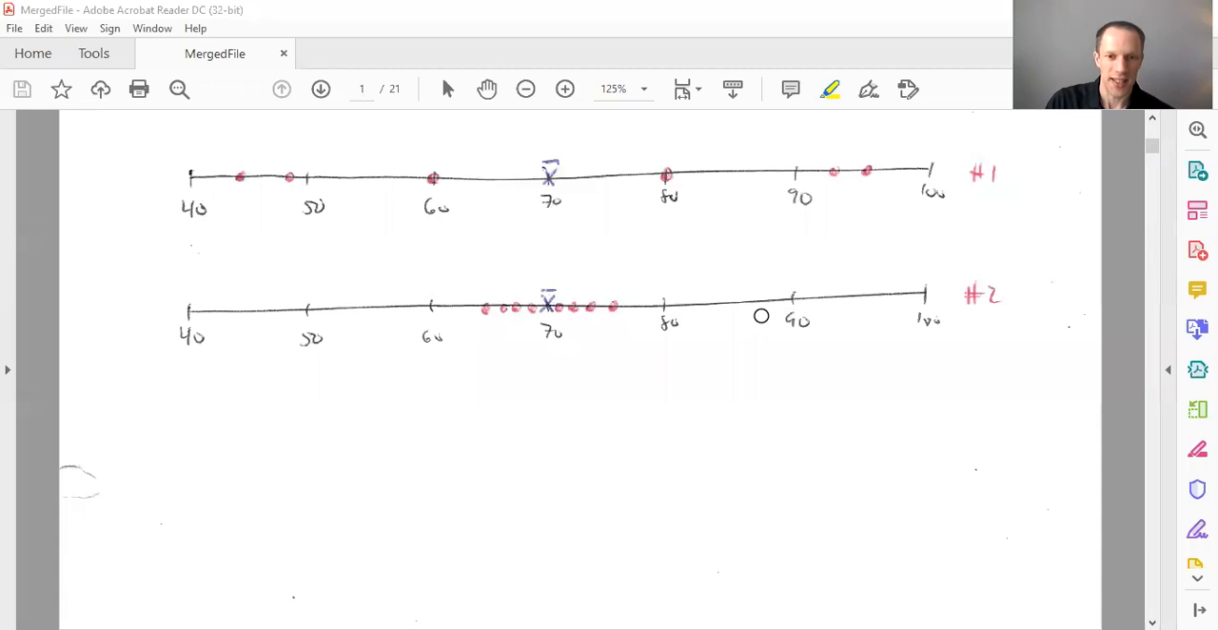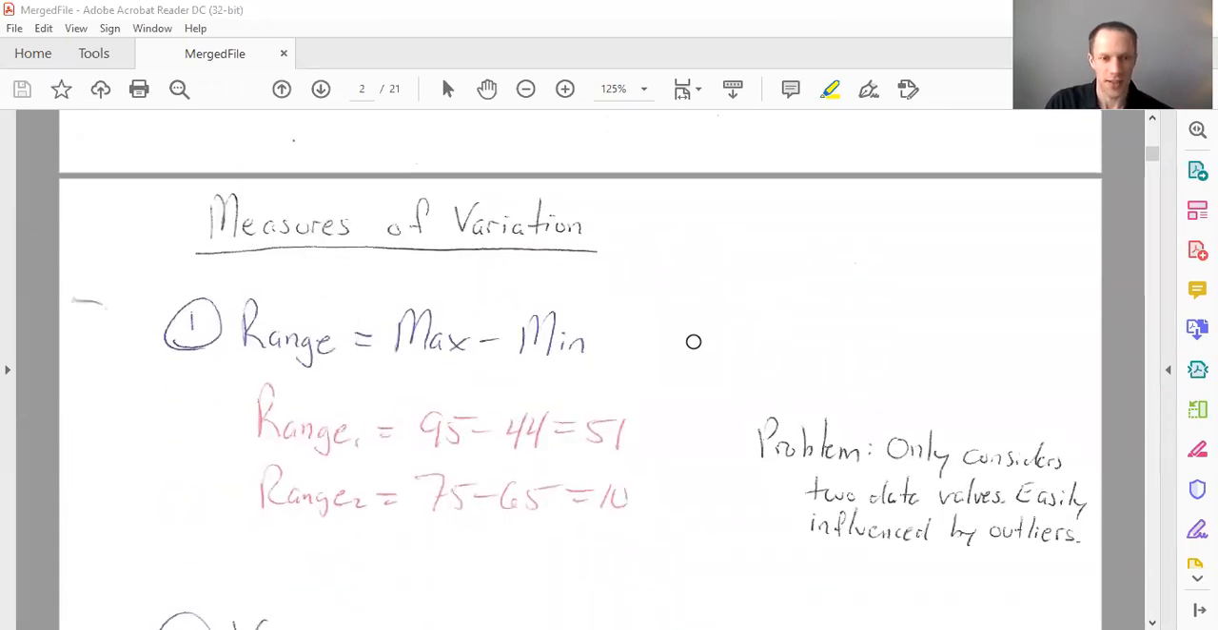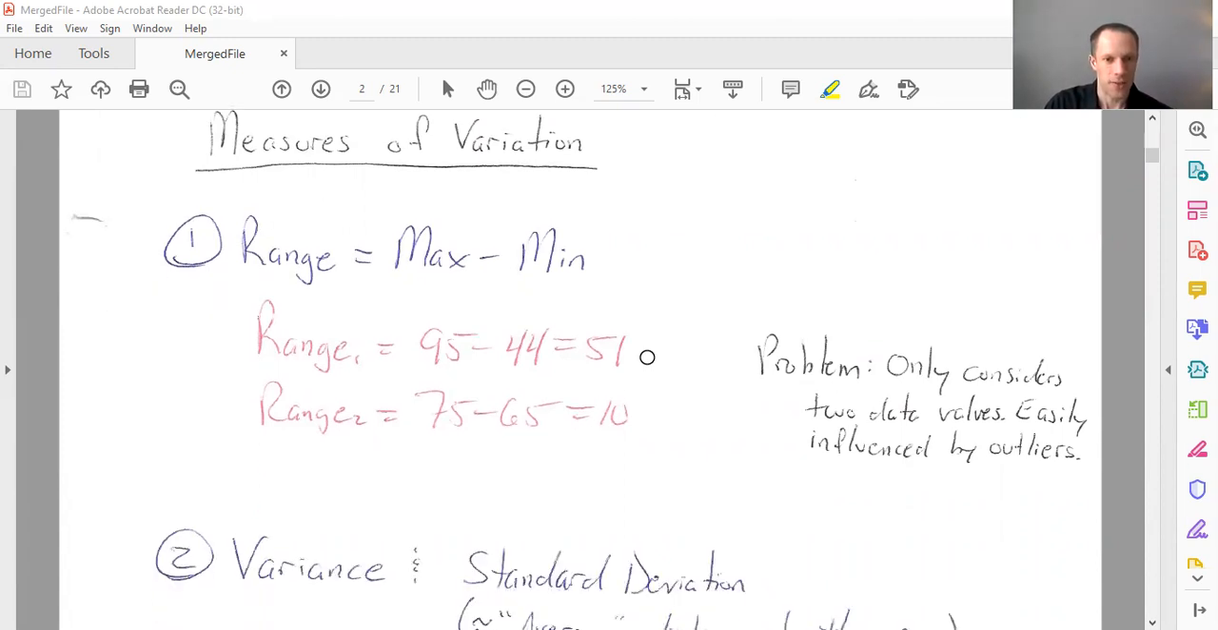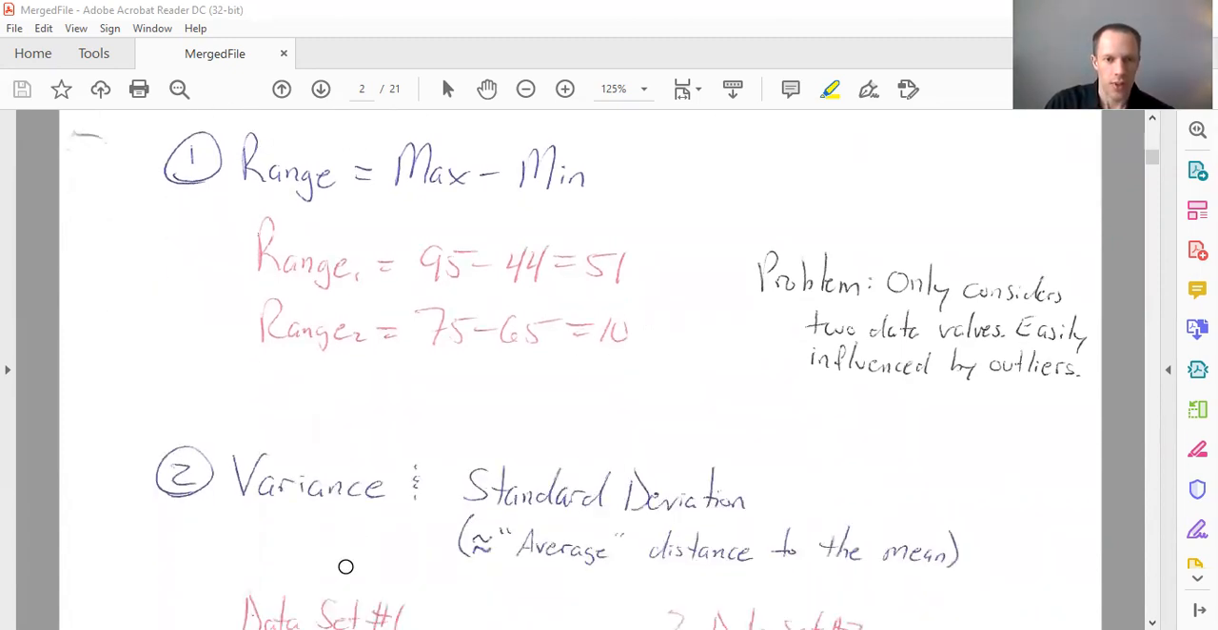So the range is a quick and easy calculation, but it's got its disadvantages. Ideally, we would like to have some other way to measure the variation that doesn't have this kind of problem that the range has. So standard deviation is another way that we can measure the variation in a data set that doesn't have the same problem that the range has.